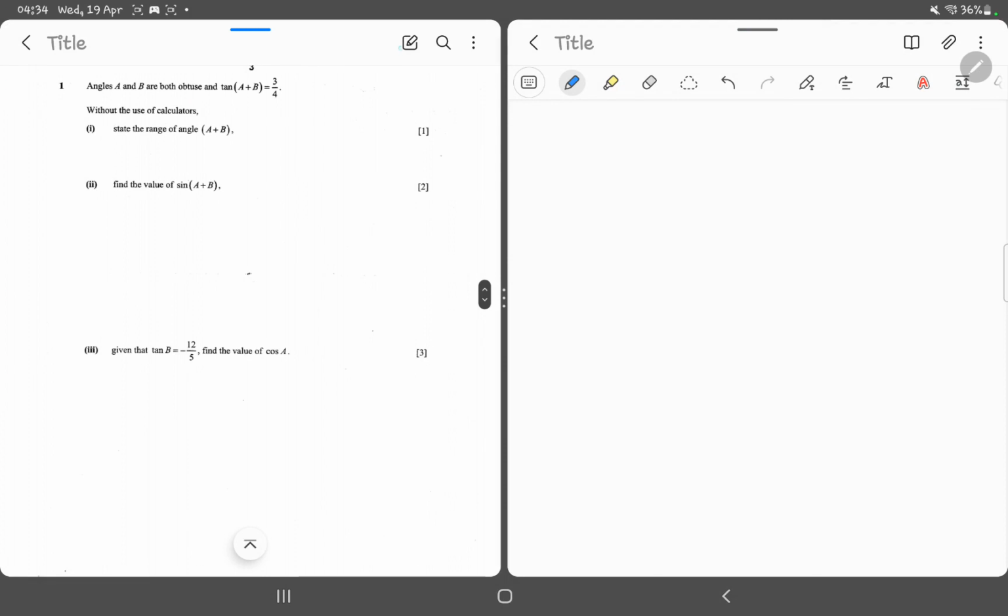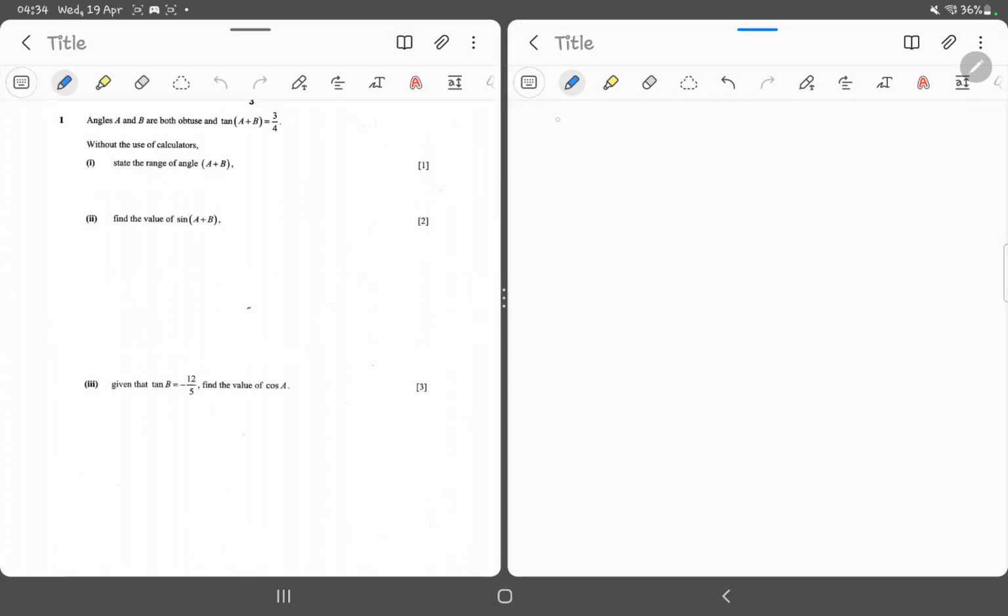So, you can think of it as A is more than 90 degrees and less than 180 degrees, and B is more than 90 degrees and less than 180 degrees. And the question also tells us that tangent (A plus B) is positive, which is 3/4. So without the use of calculators, for part I, state the range of angle A plus B.